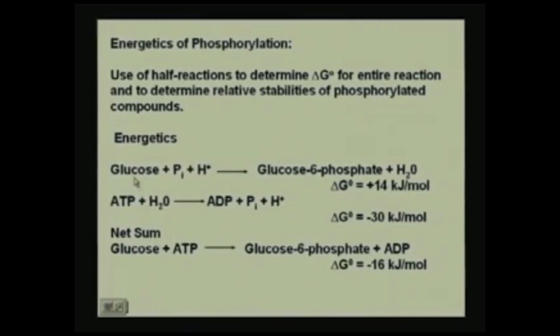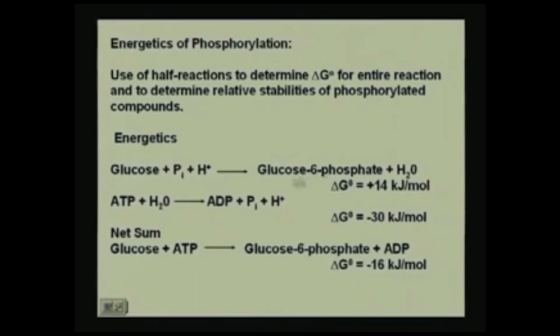The glucose actually needs the phosphate to become glucose 6-phosphate. The delta G0 associated with that is actually plus 14 kilojoules per mole. So there is no way it's going to happen by itself.